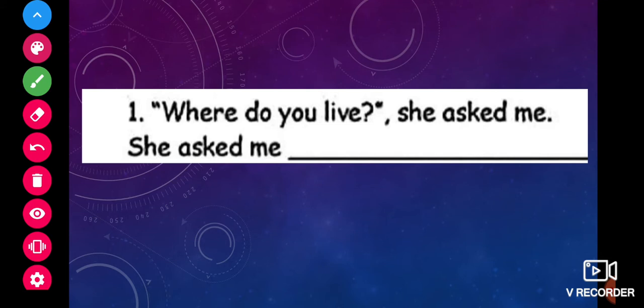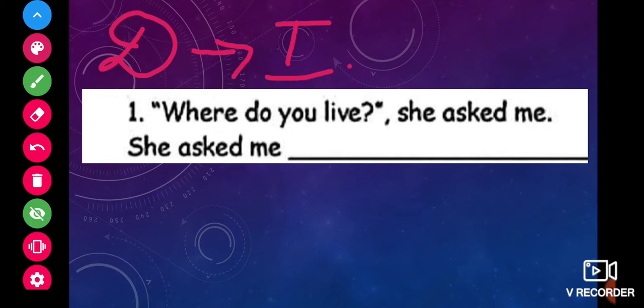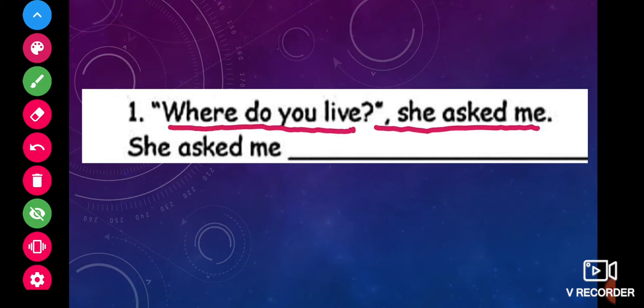In revision 4 we will be doing reported speech, or direct indirect speech. Here the questions will be in direct speech and we are supposed to convert them into indirect speech. So the first question is, where do you live? She asked me. So here the indirect speech will start with she asked me.